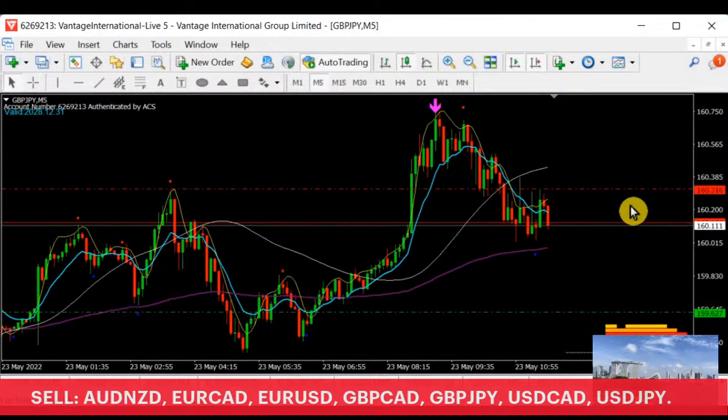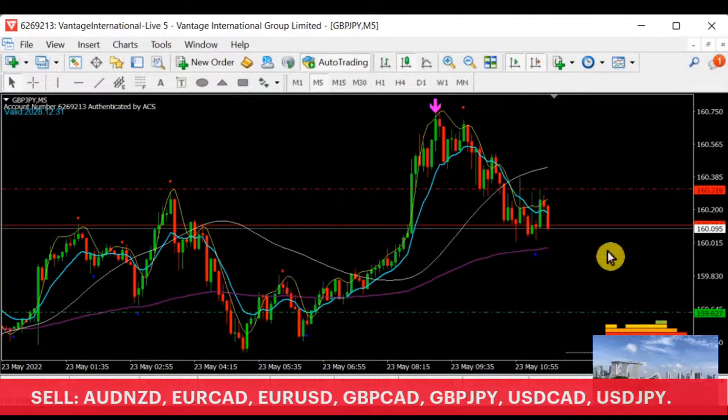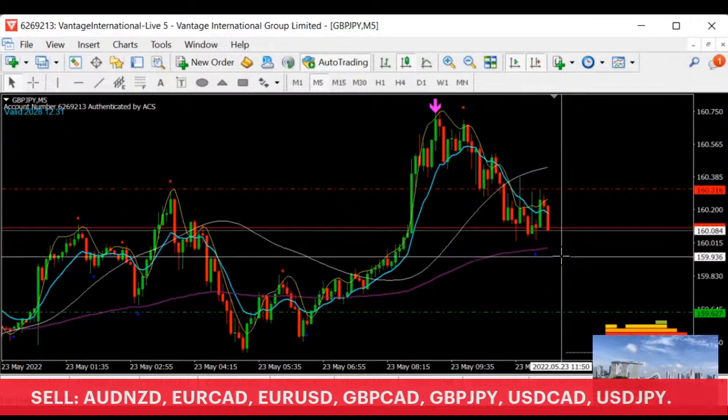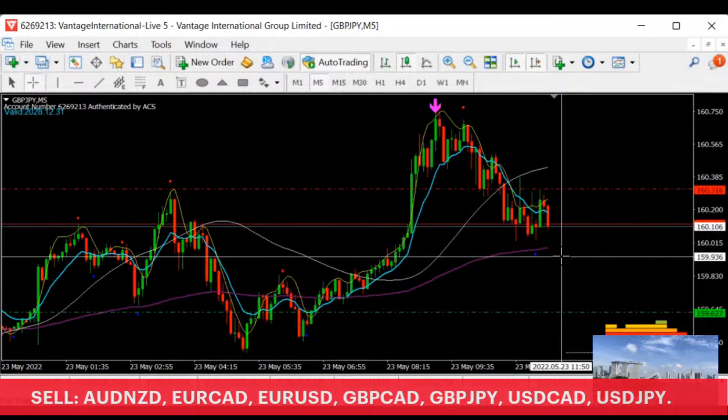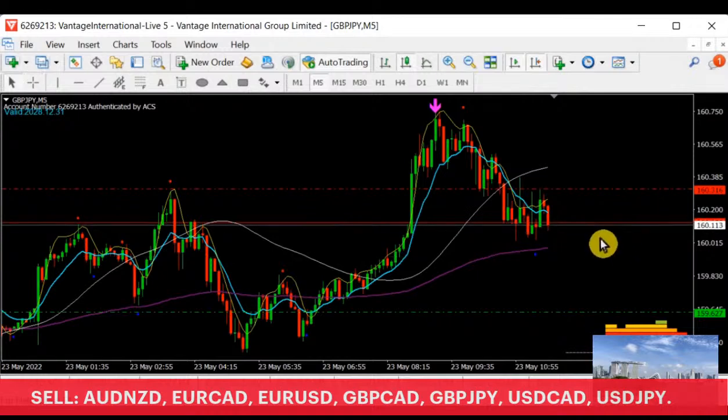The rest of you, do you understand this? If you understand this point, let me know. My targeted price will be around 159.94, somewhere there.